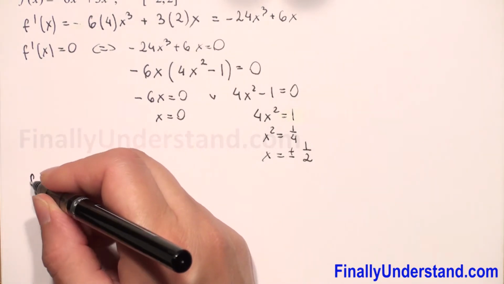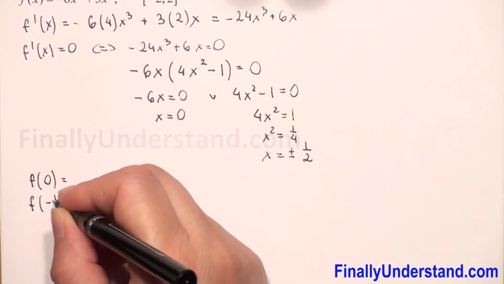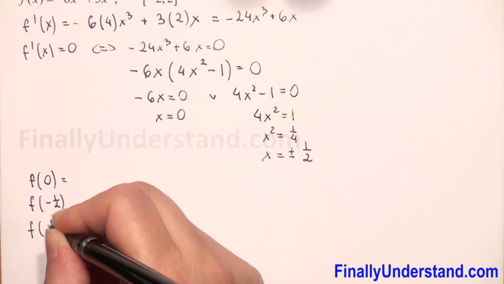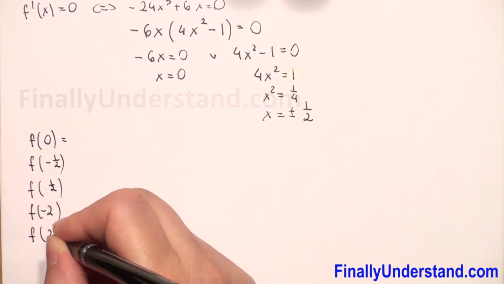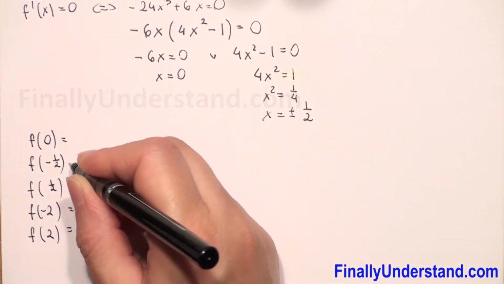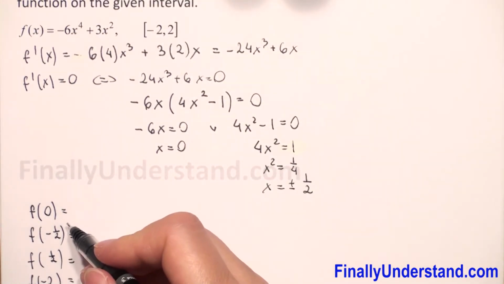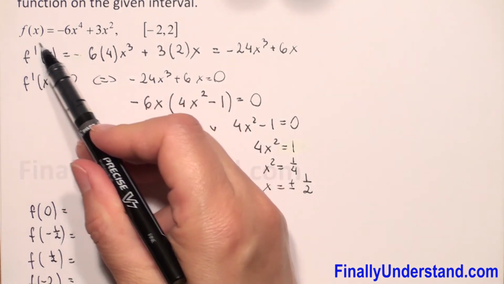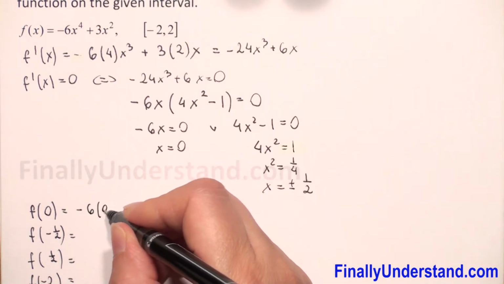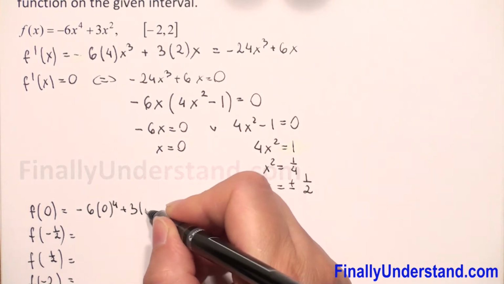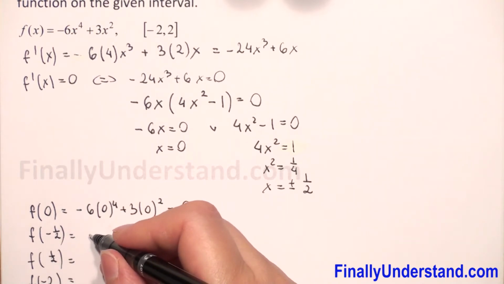So let's start. We have f of 0 to calculate, f of negative 1/2, f of 1/2, f of negative 2, and f of 2. And when we have these values, we have to choose the largest and the smallest. So for f of 0, we have to replace x in our original function by 0. So it will be negative 6 times 0 to the 4th power plus 3 times 0 to the second power. This is equal to 0.